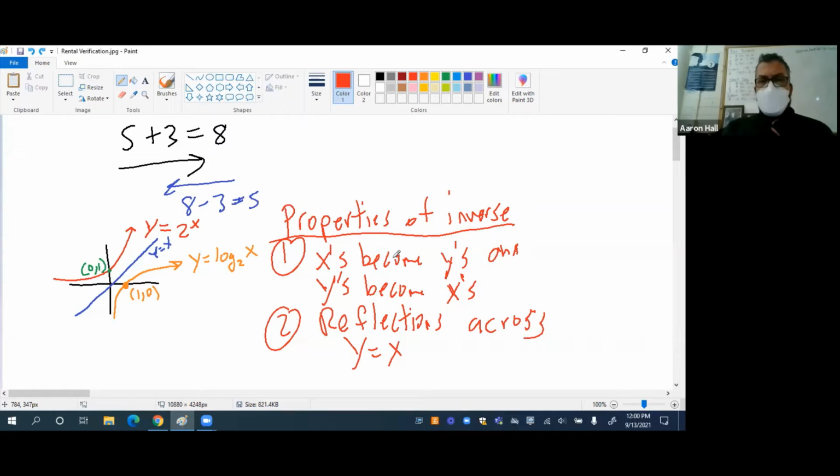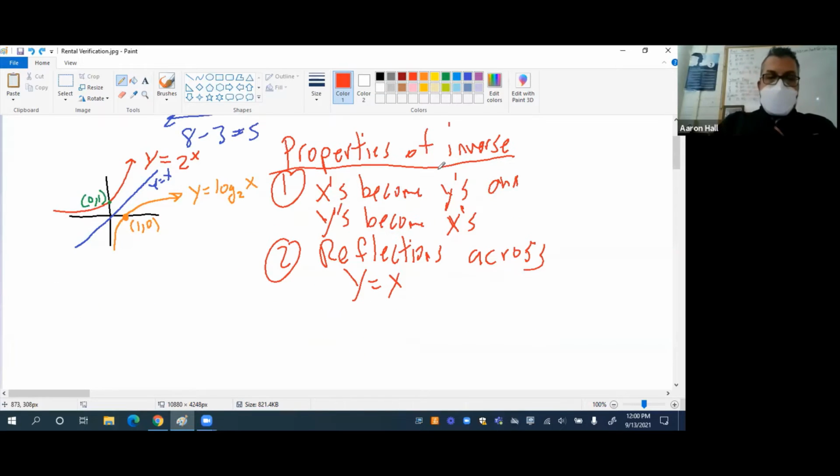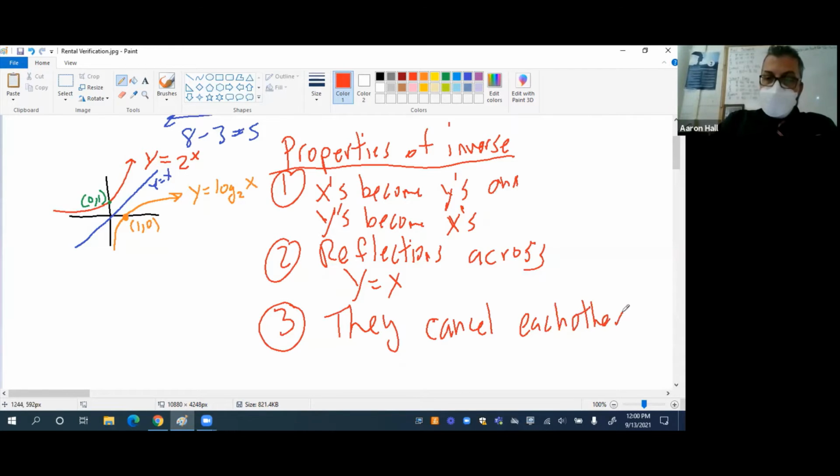I thought there were more properties. Yes, Brent. Oh, that's a very important property. Thank you. They cancel each other out. That's the point of inverses. They cancel each other out. That is a very important property of inverses.